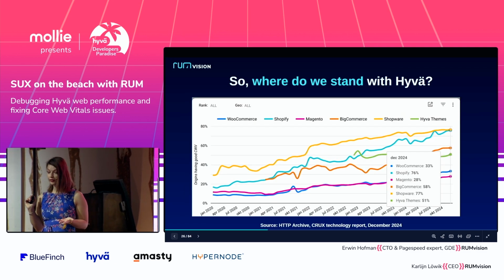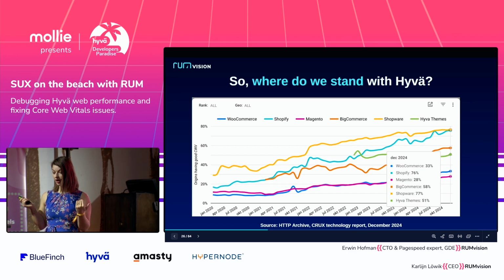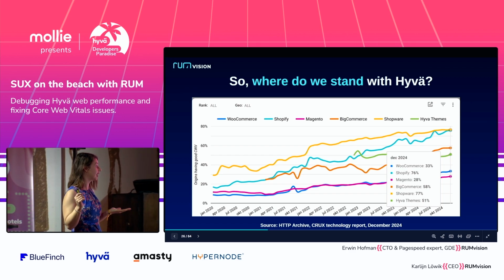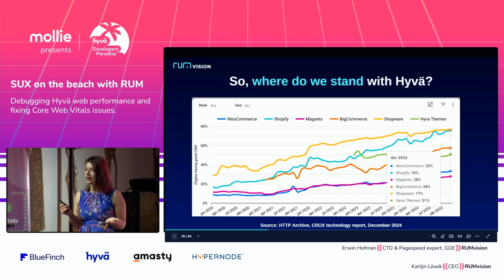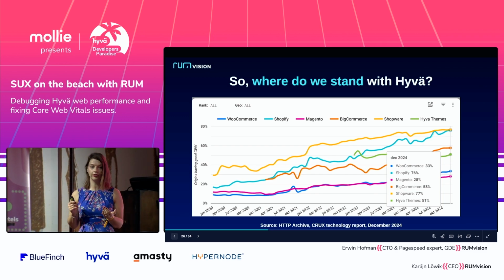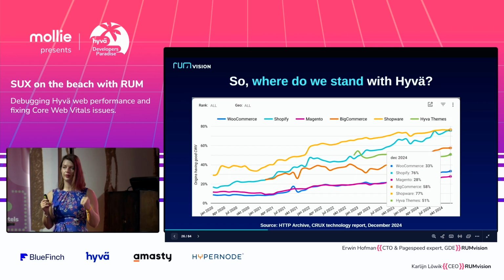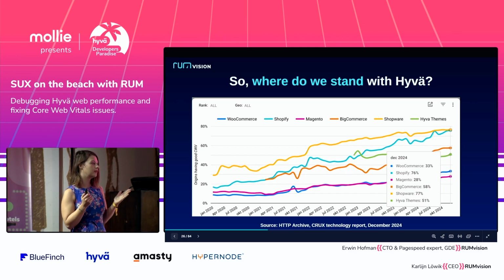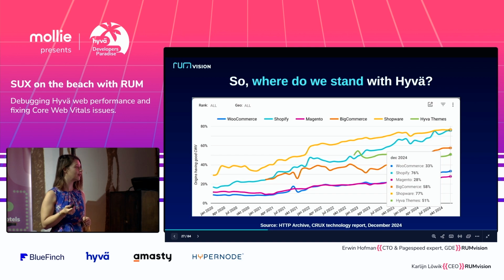Where do we stand with Hyvä? Well, we are at 51%. Could be better, could be worse. I feel like it can be much, much better. And actually, many of the people who are here probably have better results. And I really, as my personal goal, want to get you guys up to 80%, because it is possible if you work with us. We want to beat Shopware and we want to beat Shopify. Right, guys? Yeah. Or both. So let me tell you how.